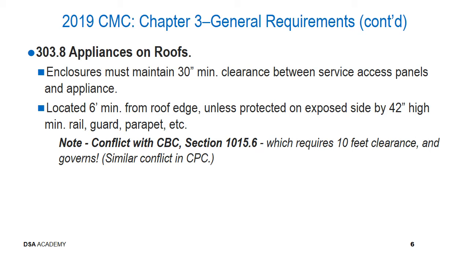It conflicts with the California Building Code, which stipulates in section 1015.6 that any equipment that is within 10 feet minimum of the edge of the roof has got to be protected by a 42-inch high minimum guardrail. And because this particular reference in the CBC is more restrictive, it governs or overrides this conflicting code in the California Mechanical Code. So it's important to remember this conflict.